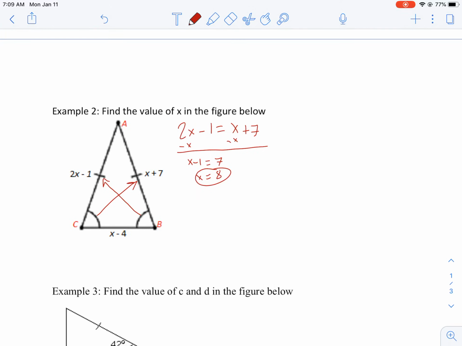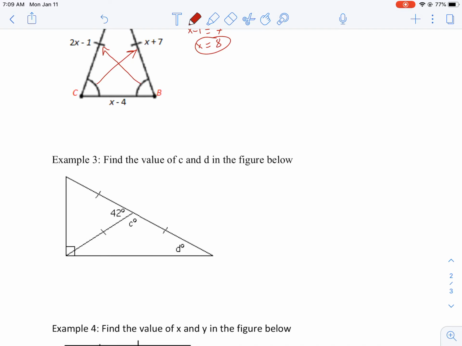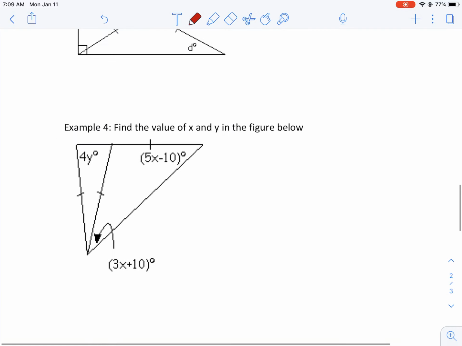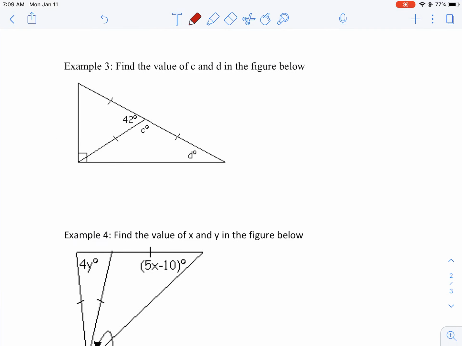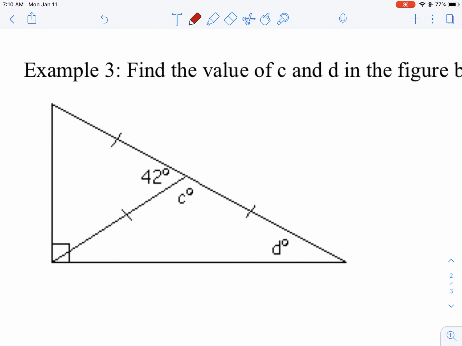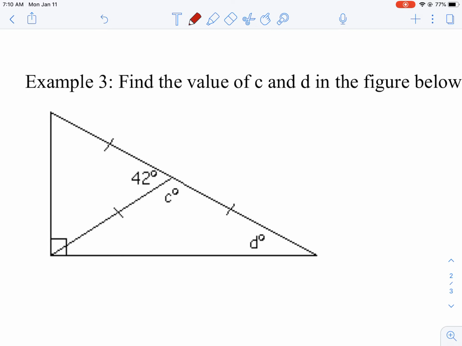So don't be confused and think that you have to use everything. They're just going to label everything, and then you have to figure out which two things are going to be equal, okay? So now we're going to do two more examples. This can get kind of tricky, but we're going to work through them. Find the values of C and D in the figure below.